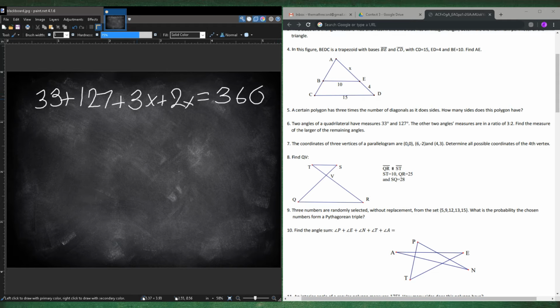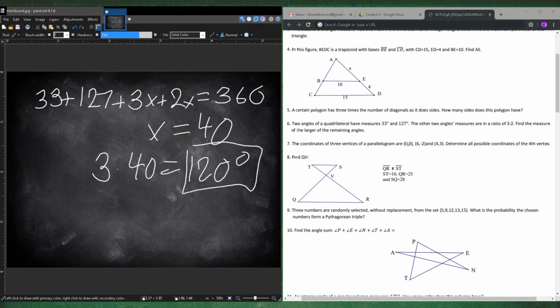So using your calculator, 360 minus 33 minus 127, and then divide by 5, so you get x is equal to 40. The larger of the remaining angles is the 3 version, which is 3 times 40, which is 120 degrees. So the answer is just 120 degrees.